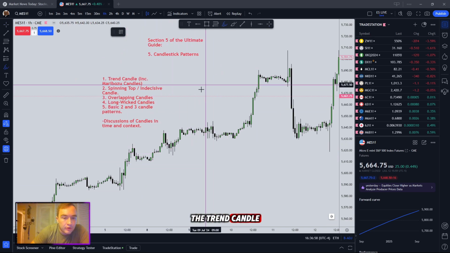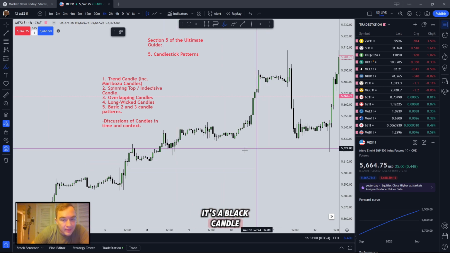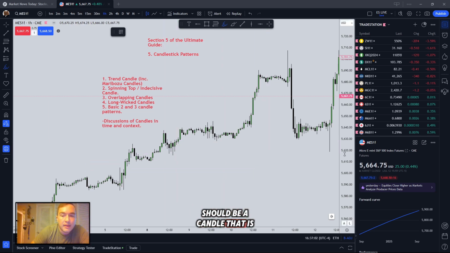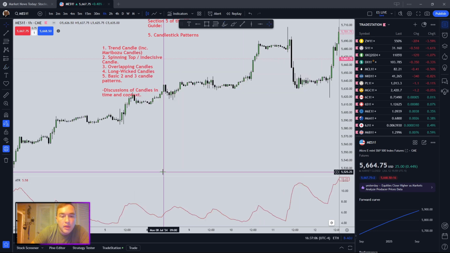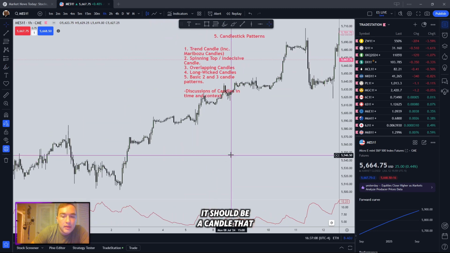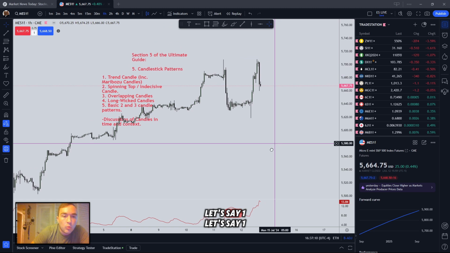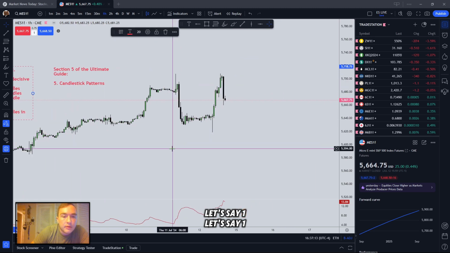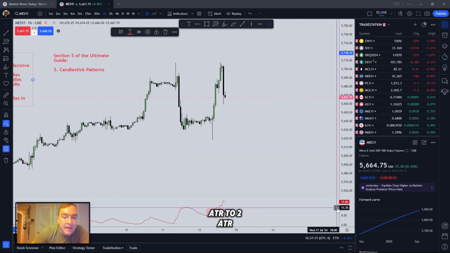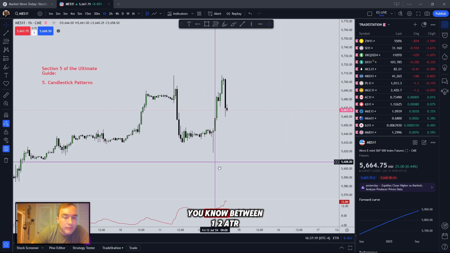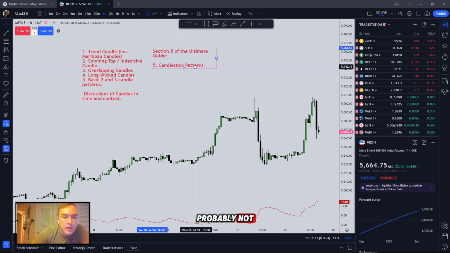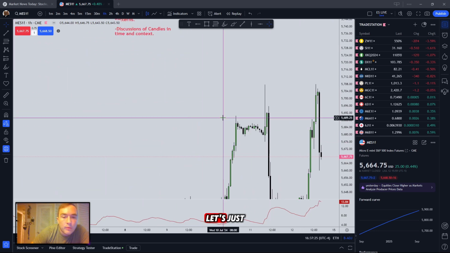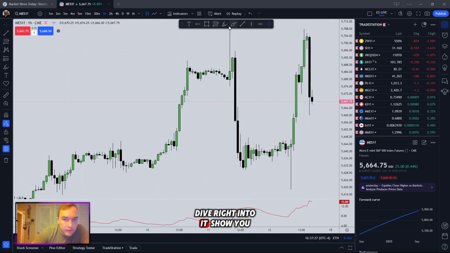The trend candle, whether it's a green candle or a black candle, should be a candle that is, broadly speaking, and let's get back onto our average true range, between 1 ATR and 2 ATR, meaning between 1 and 2 ATR. It could be higher than that, but probably not. Let's dive right into it and show you some examples.